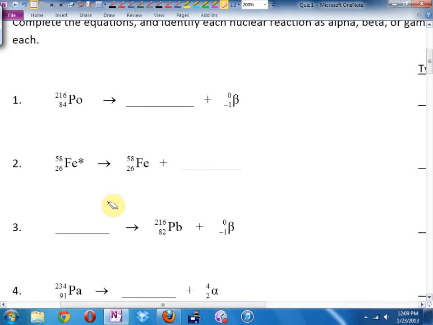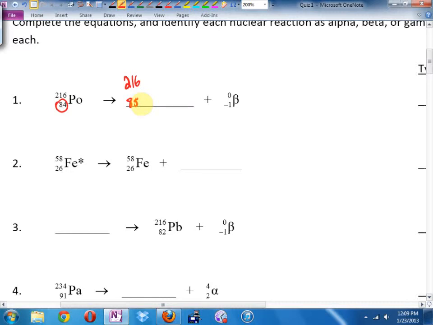The masses have to balance. I have 216. I better have a total of 216 on this side. Well, the beta particle has a mass of 0. Again, technically not quite 0, but so close to 0 we'll call it that. So that means my missing mass is 216. What's my missing charge, my missing atomic number? Well, I start out with 84. That means I have to have 84 here. With a -1, what does my atomic number have to be here? Kenzie is right. 85.